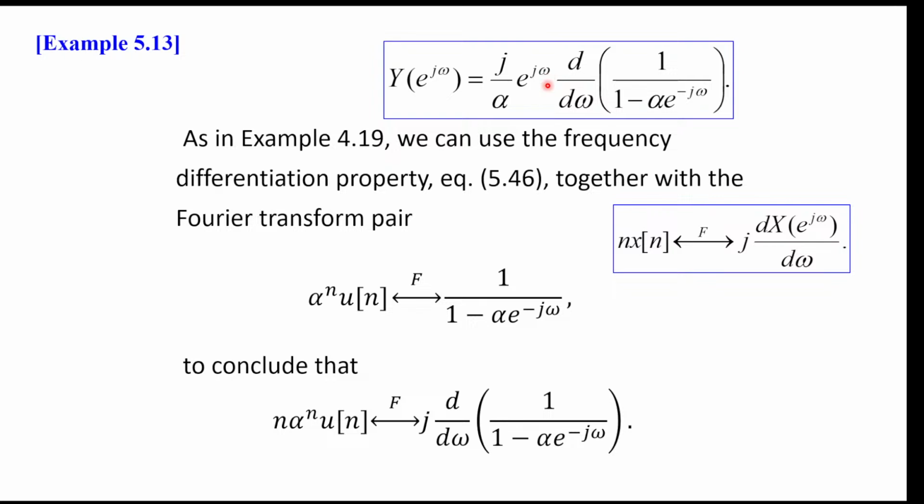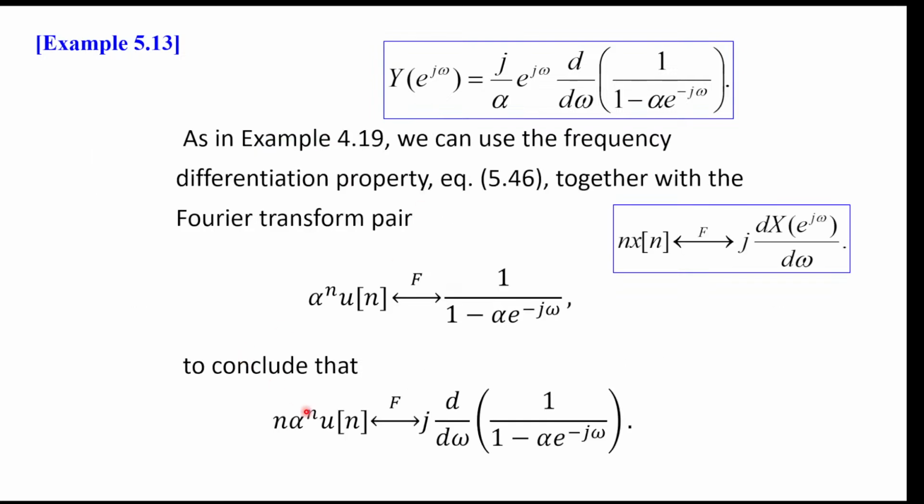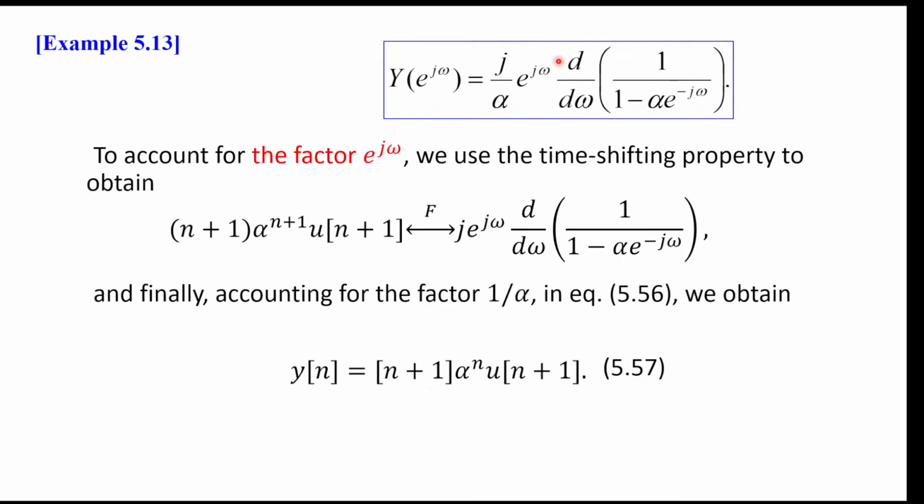Okay, but we don't get everything yet. So we compare this thing with this thing, and we see we got a j here and a d d omega thing, and so alpha is easy to deal with. You can just divide both sides by alpha, but then you also have the e to the j omega term. Okay, and to get the e to the j omega term back, we use the time shift property. Because we know if we shift n to n plus 1, then we will get the e to the j omega term in the frequency domain.